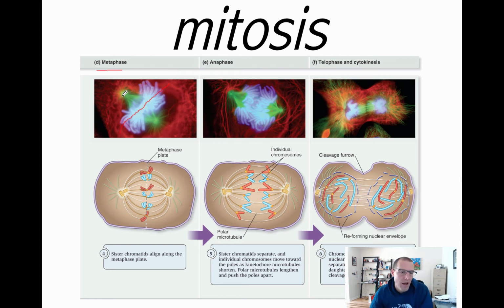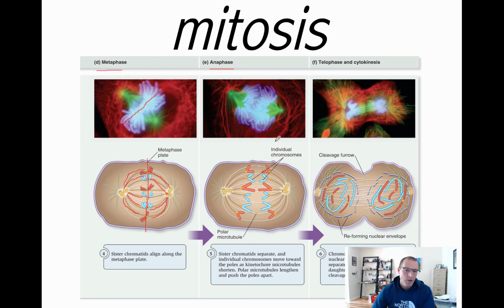So all the chromosomes have lined up, and the microtubules coming from the left are going to be attached to one of the sister chromatids, and those from the right are going to be attached to the other sister chromatids. All of these chromosomes are now arranged in the middle of the cell down this structure called the metaphase plate. So that's metaphase, super easy to see. Let's now look at anaphase.